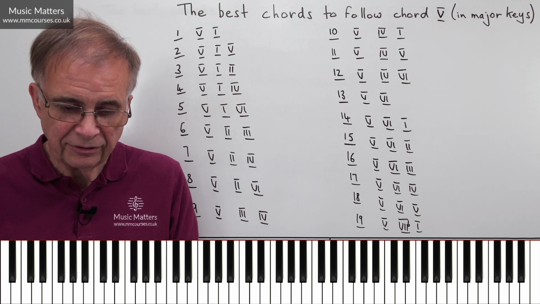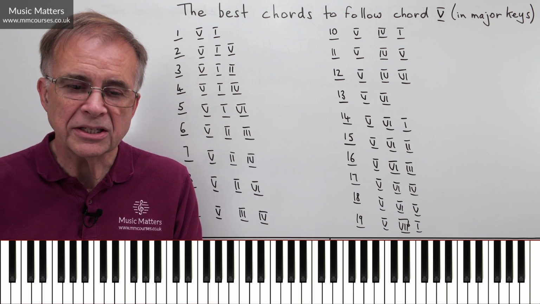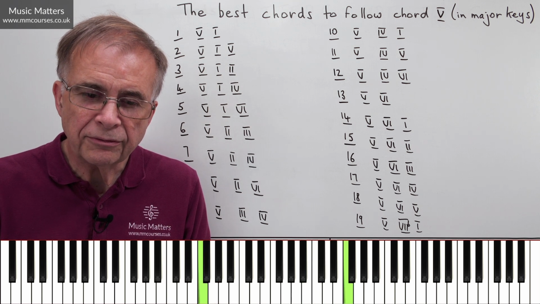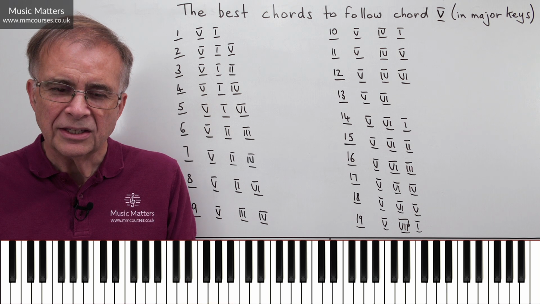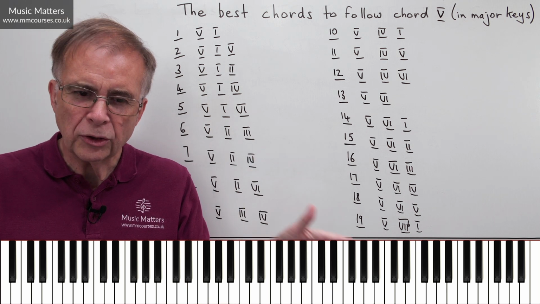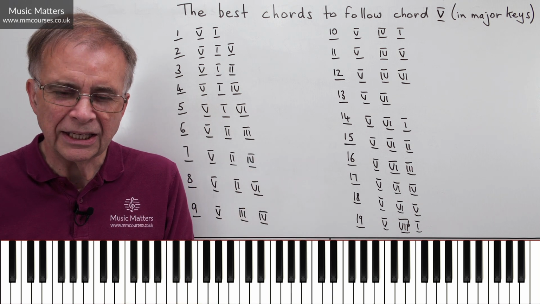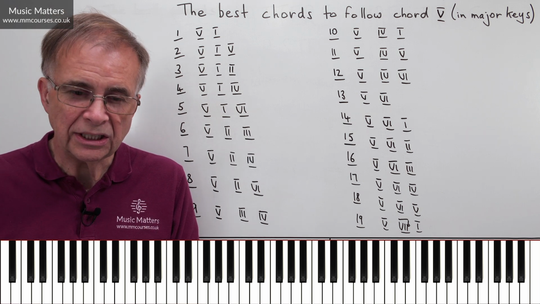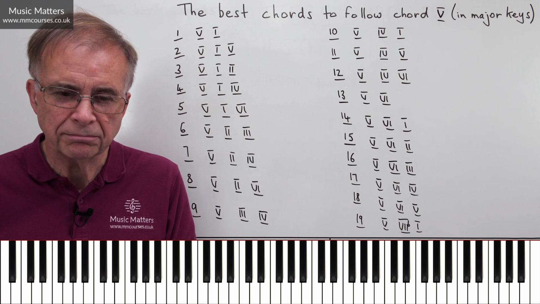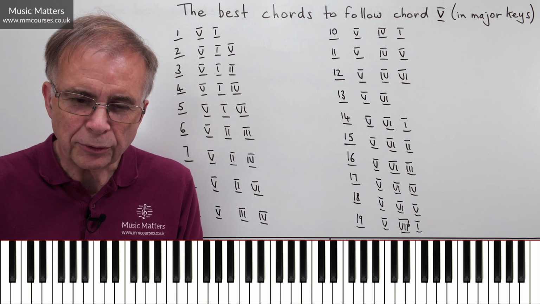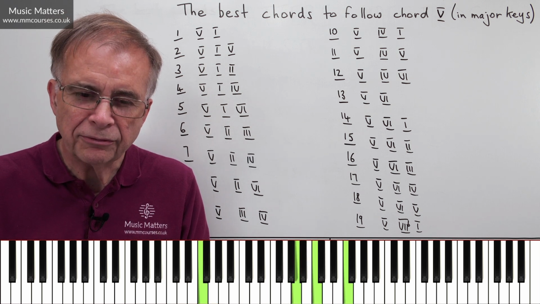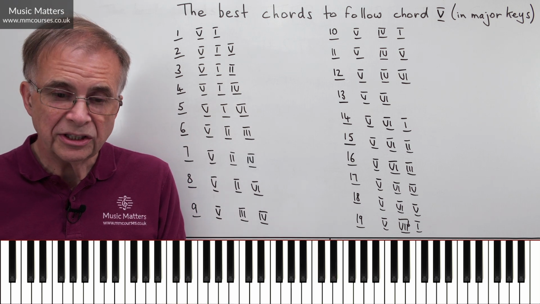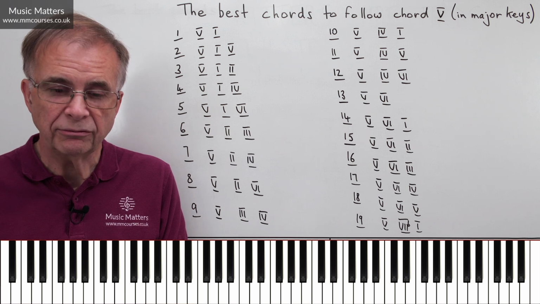Okay, option 11, 5 to 4, coming back to 5. So 5 to 4 to 5. So this thing where we might want to come back and reclaim the chord, having put something else in between. Again, it's another version of returning to 5 with something else in between. Option 12, 5 to 4 to 6.